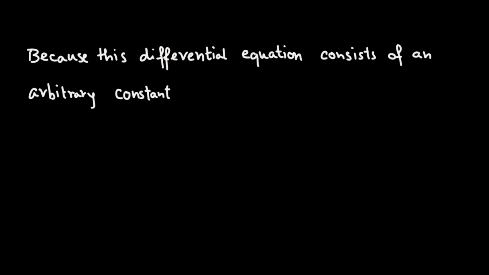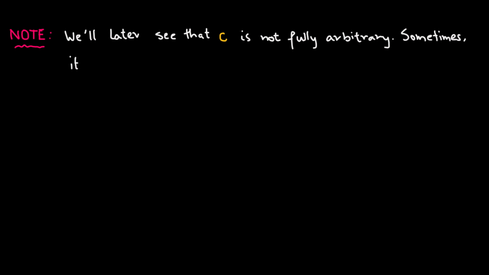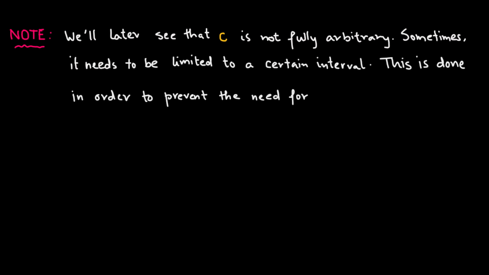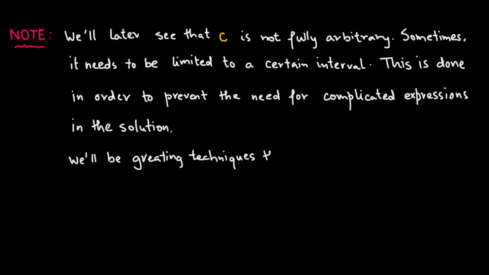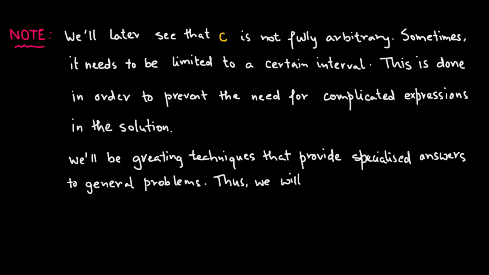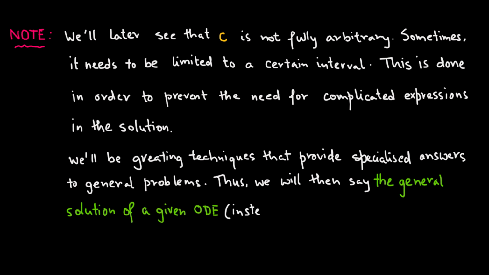Because this differential equation consists of an arbitrary constant c, we have a general solution of the ordinary differential equation. Note, we'll later see that c is not arbitrary. Sometimes it needs to be limited to a certain interval. This is done in order to prevent the need for complicated expressions in the solution. We will be creating techniques that provide specialized answers to general problems. Thus, we will then say the general solution of a given ordinary differential equation instead of a general solution.